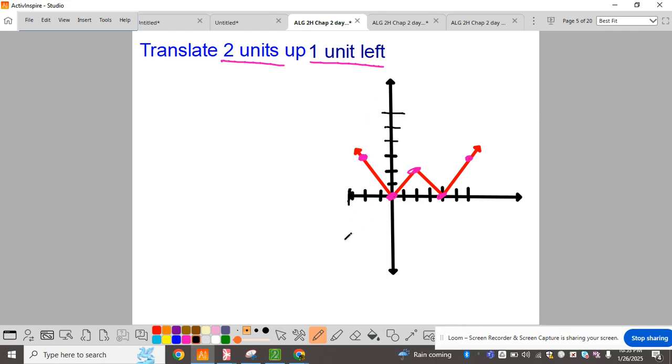Okay, so let's say this is another one here. So the new points will be up 2, left 1. This one, up 2, left 1, and the same for each of the remaining points. Okay, so our graph will be similar to this. There you go. That's a vertical and horizontal translation.